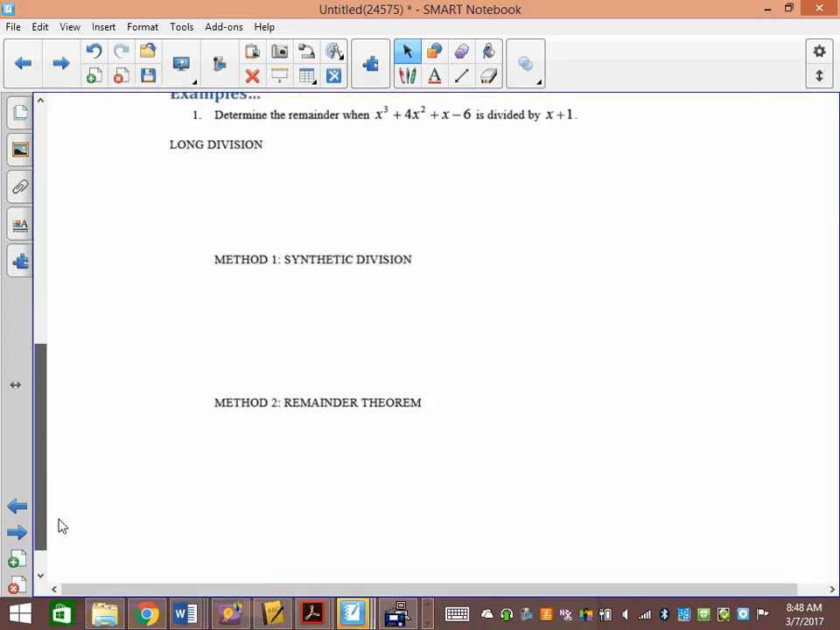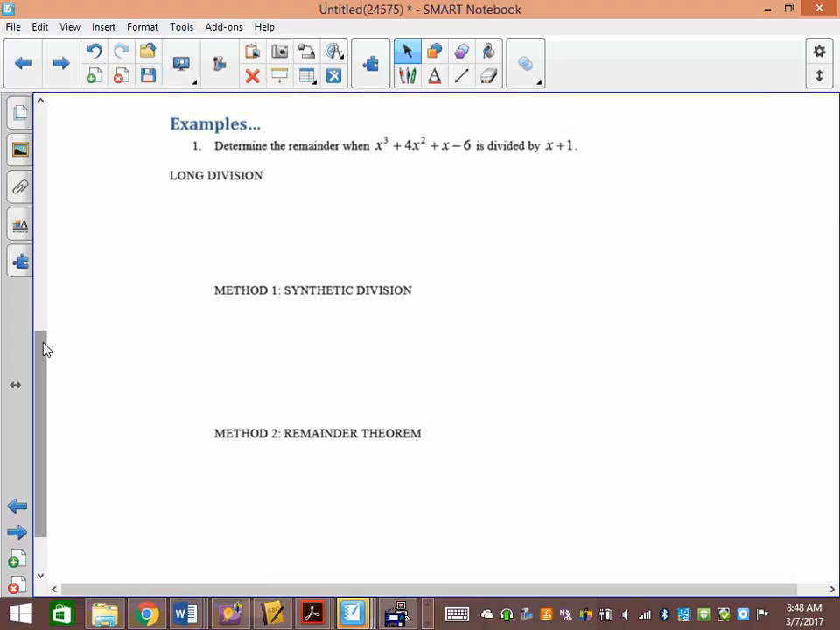So, right, number 1. Determine the remainder, and this is what I mean by I wouldn't print them. You're literally just going to write that, and it would have been half your page. So determine, I'll make it bigger.